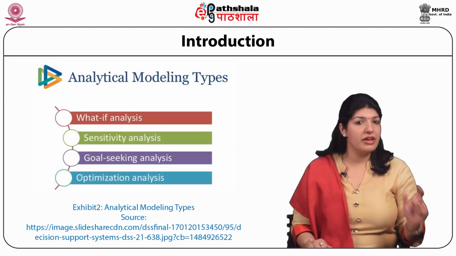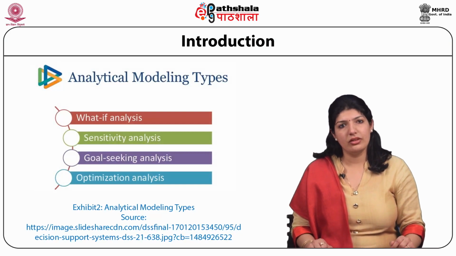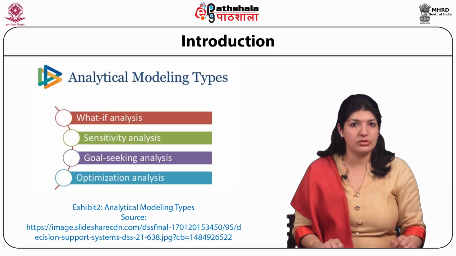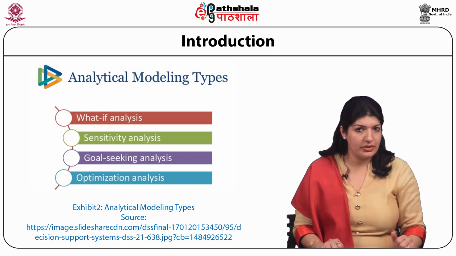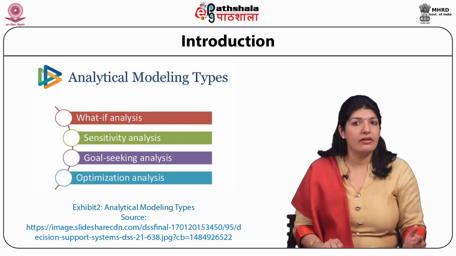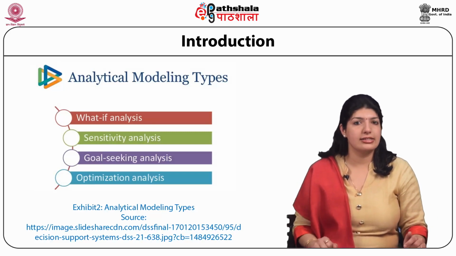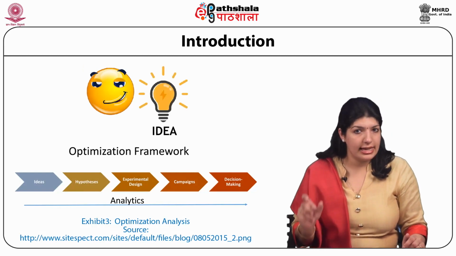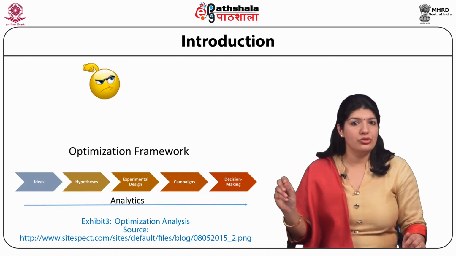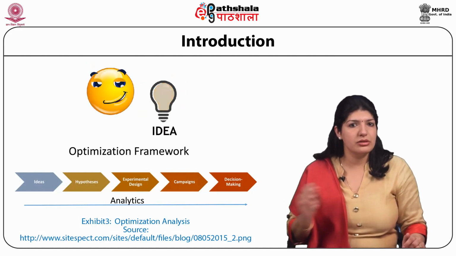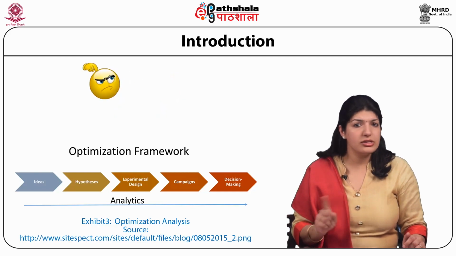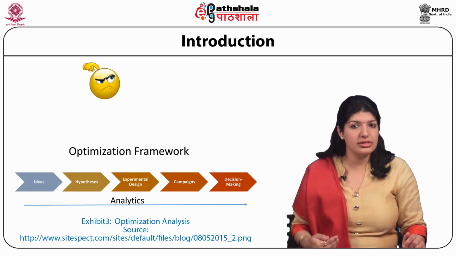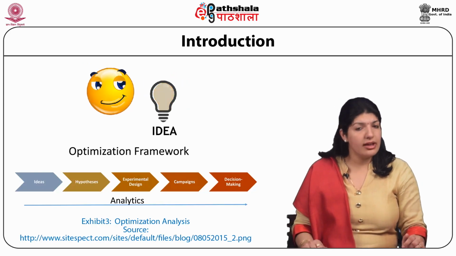Decision support systems are very useful in analytical modeling. The four basic types of analytical modeling supported by the decision support systems are: firstly, the what-if analysis; secondly, the goal-seek analysis; thirdly, sensitivity analysis; and lastly, optimization analysis. Hence, optimization analysis is a technique to find the optimum value of a target variable under given circumstances. Here, the target is not fixed. Rather, the target needs to be arrived at after taking into consideration constraints involved in achieving the targets.